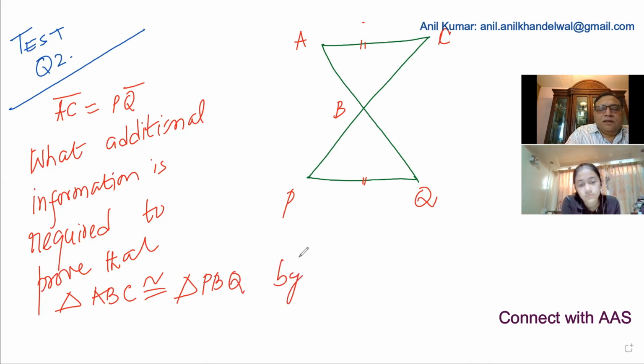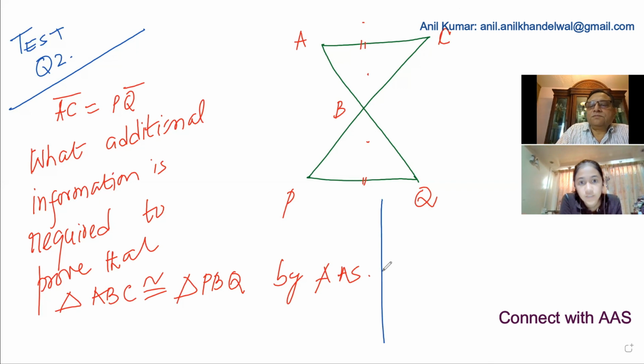by, let us say, AAS. Okay. So what additional information is required to prove that these two triangles are congruent? I have given you the condition AAS. Is that okay? Yes. If I say SSS, you can say corresponding sides, right? But I'm saying by AAS. Tell me, what additional information you need and explain why.